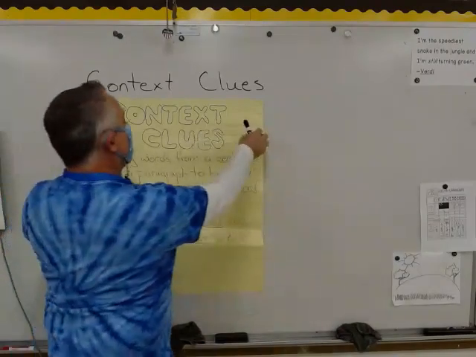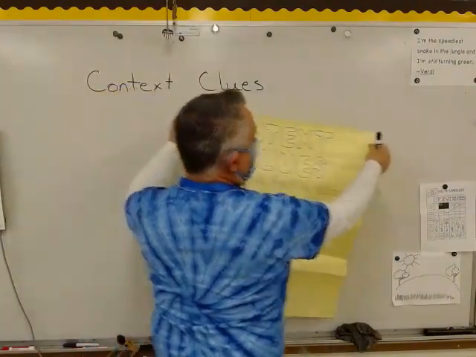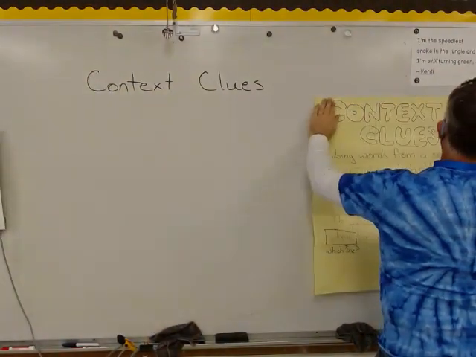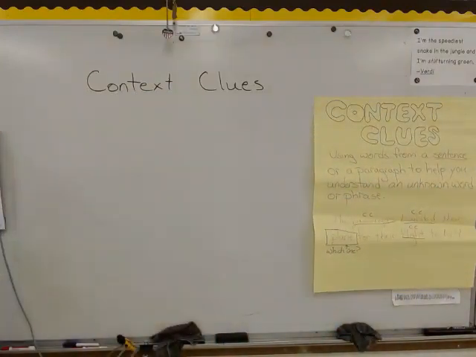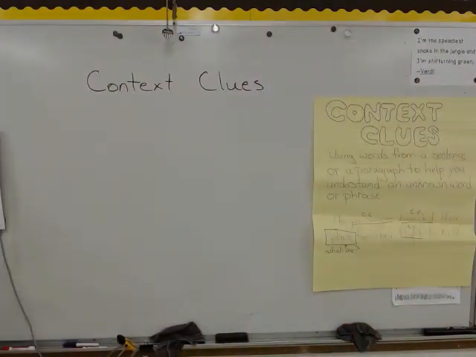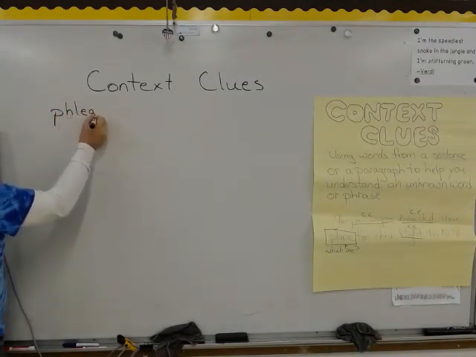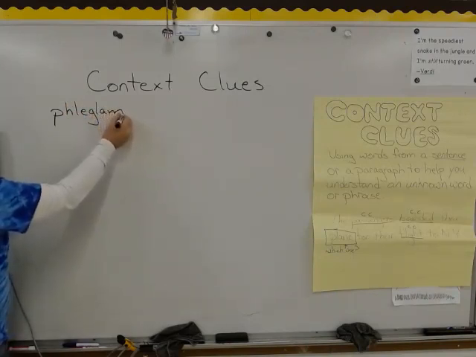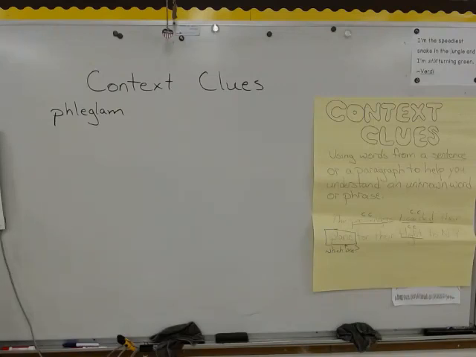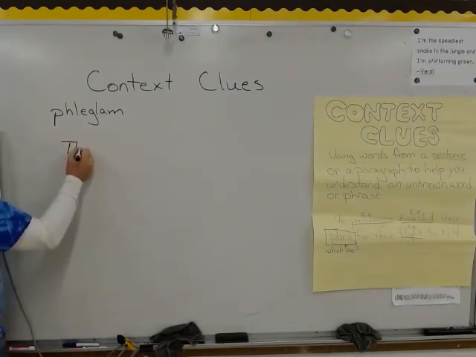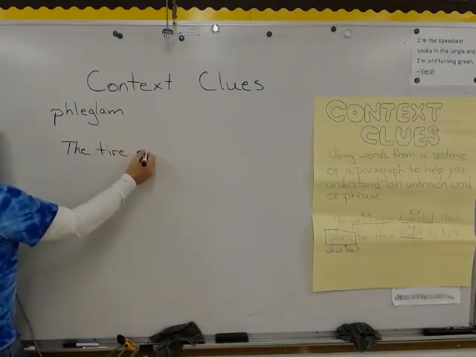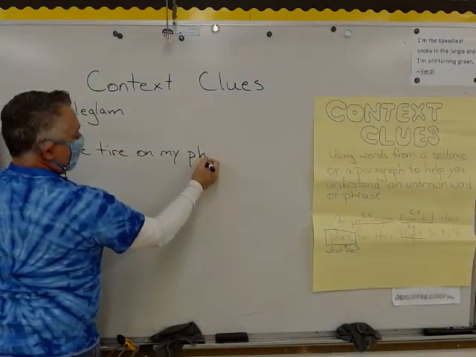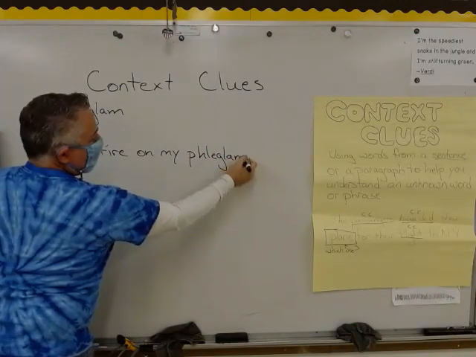Okay? Now, what we're going to do with context clues is first we're going to do something, hopefully it'll be kind of fun. Because I could write a sentence and use a completely gibberish word. Okay? I'm going to make up a word. Here's my word. Phlegm. Don't you guys know what a phlegm is? Nope. No. Because we just made it up.